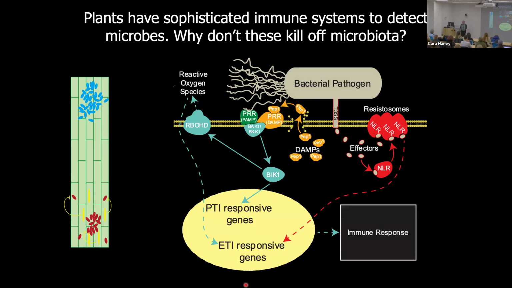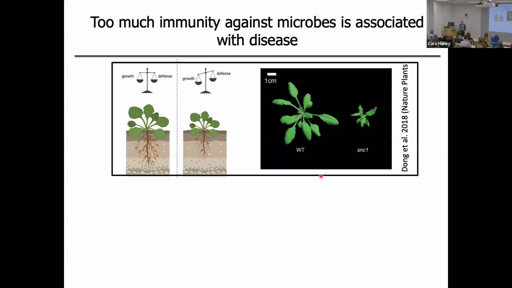Why doesn't it kill off all the microbiota? And so the question is, if you had too much immunity, this would be bad, right? We know that dysbiotic changes in the microbiome that activate human immunity are associated with autoimmune disease. And we know in plants too, that too much immunity results in autoimmune phenotypes and sick plants. And so this is a plant mutant that has an auto-activated defense gene protein, so immunity is on all the time. The plant is super small.